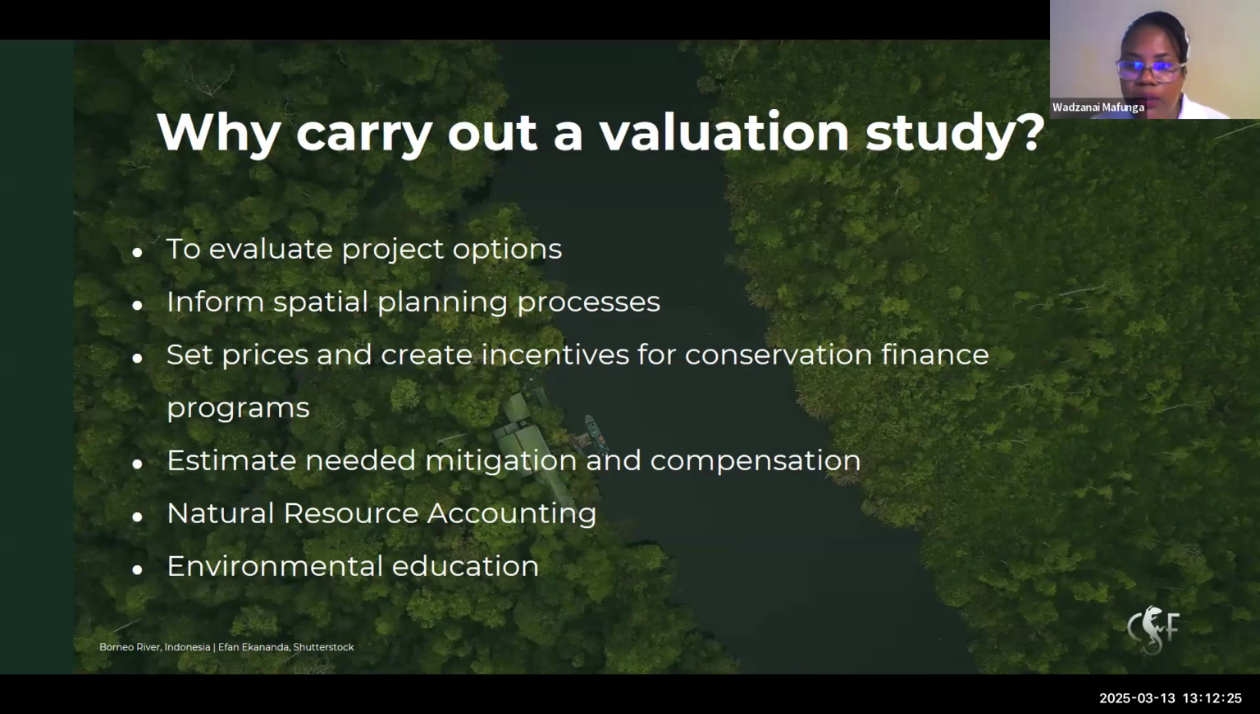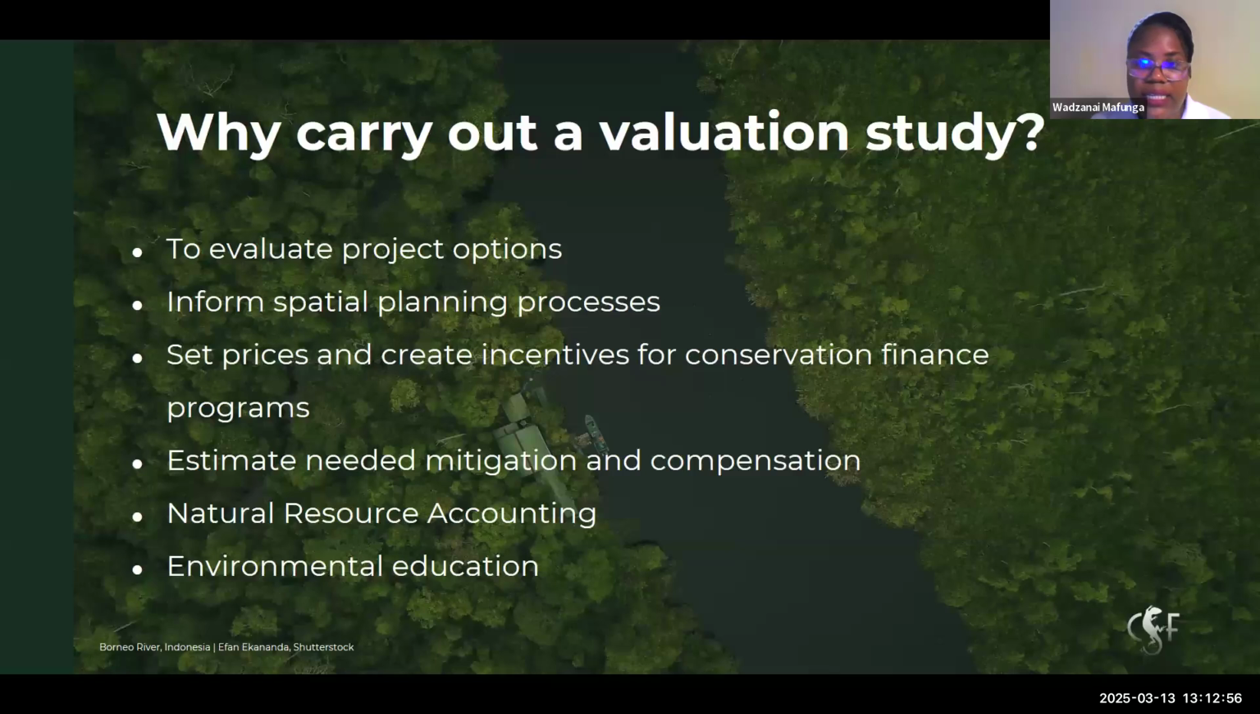And then we can use it in natural resource accounting, which is something I alluded to earlier on. So to support the documentation of flow of changes in a nation's natural resources, if we do valuation, we can then track by also giving values to that natural resource accounting. Then it helps with environmental education. So with valuation, the results can change attitudes and increase awareness of the importance of the environment.